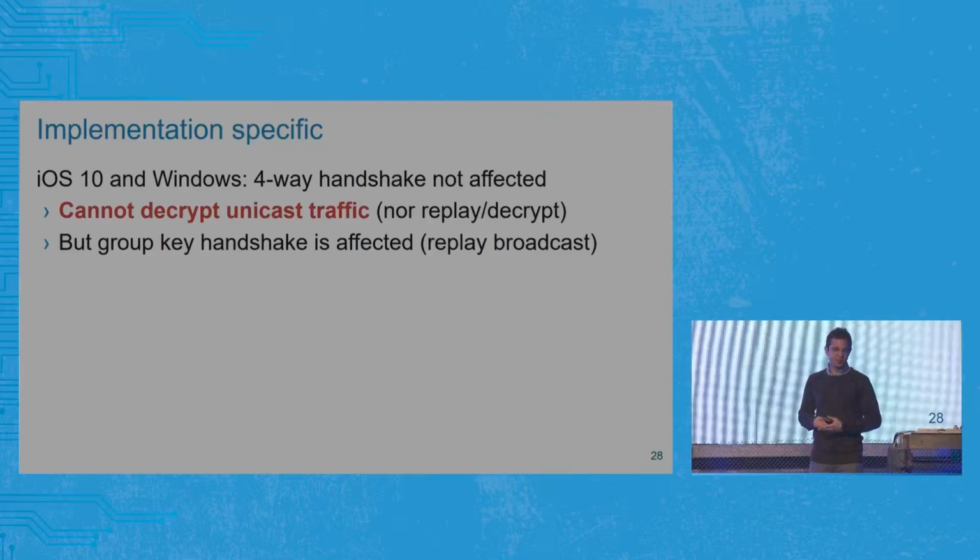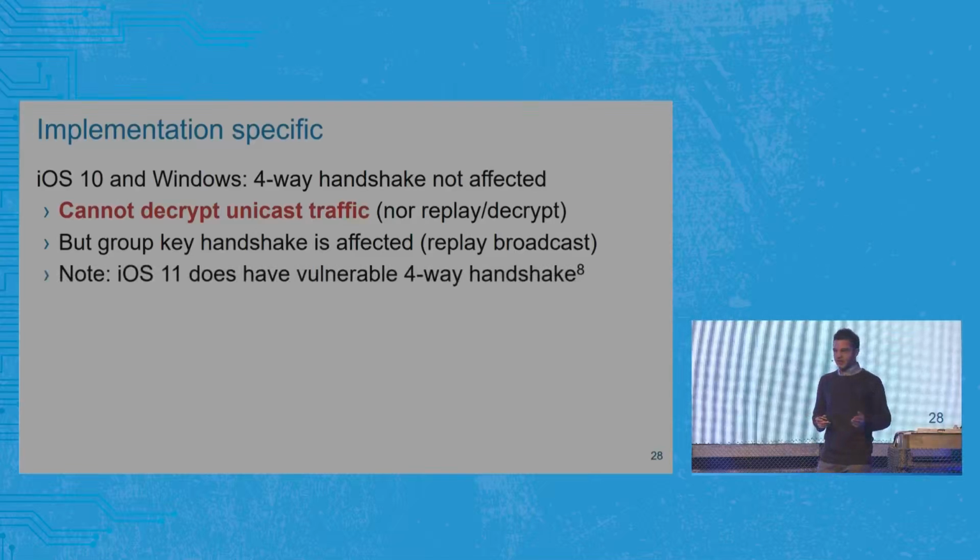The reason why is because these two implementations don't accept retransmissions of message 3 of the four-way handshake, and because of this, we cannot trigger this key reinstallation. Now, I do want to note here that the group handshake of these implementations is vulnerable, and if you look at iOS 11, this one does implement the four-way handshake according to this standard, meaning iOS 11 does have a vulnerable implementation of the four-way handshake.